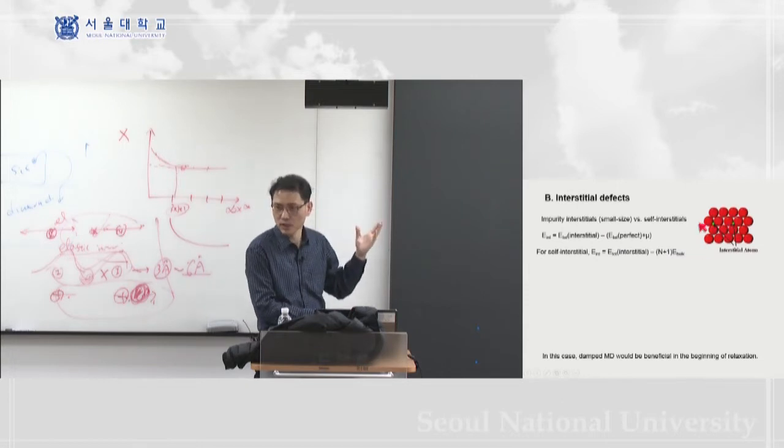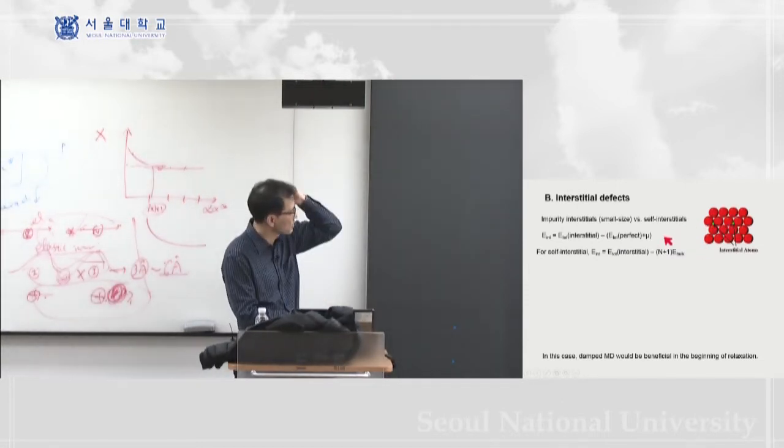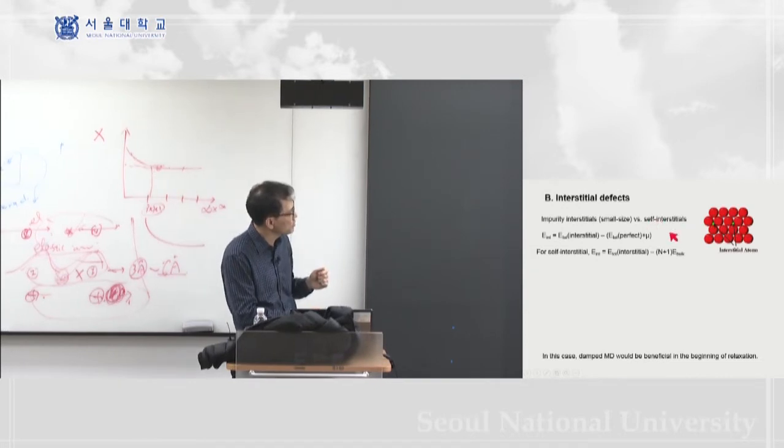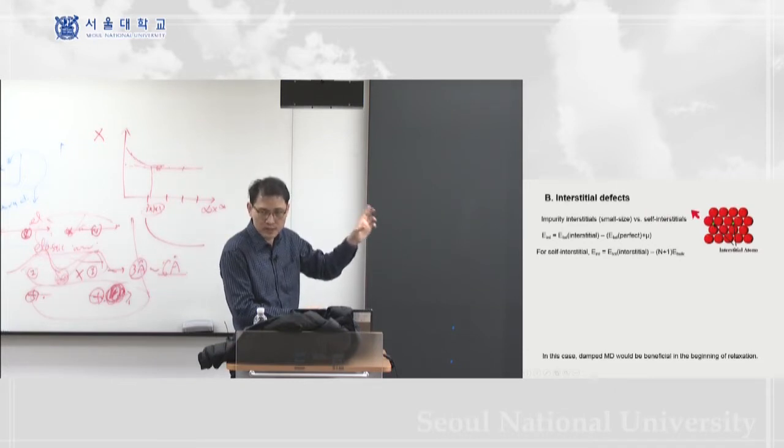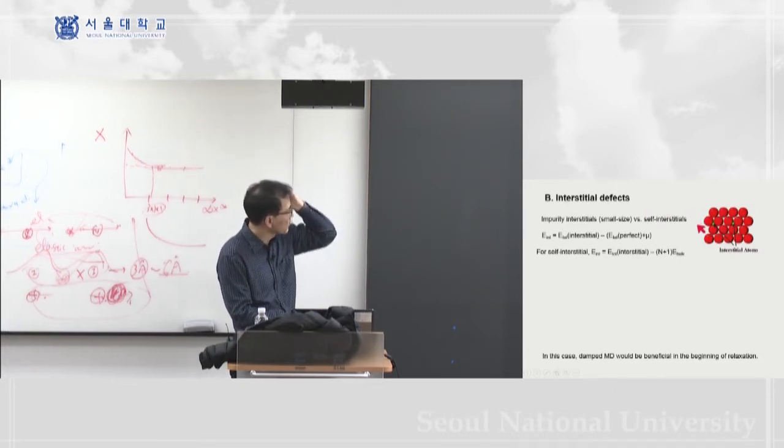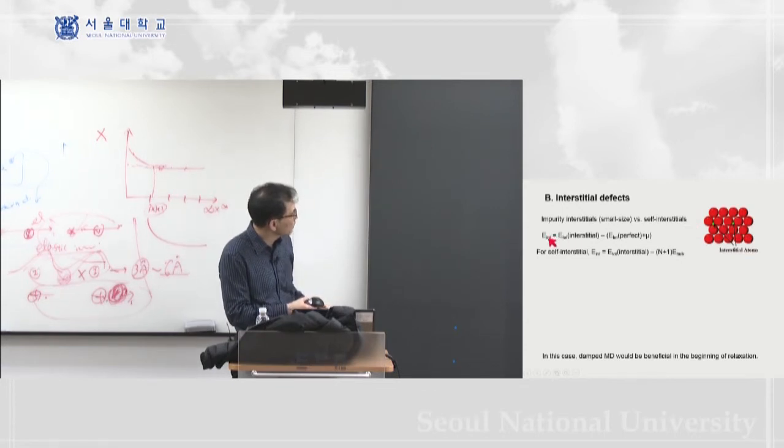For instance, carbon in iron. That's the most famous example. Or sometimes the original atoms in the crystal can be interstitial themselves, which is called self-interstitial. The formation energy of the interstitial is calculated in a similar way, but in this case you have one extra atom in the interstitial. Therefore, you have to remove the chemical potential of those atoms from the energy of the supercell including the interstitial.